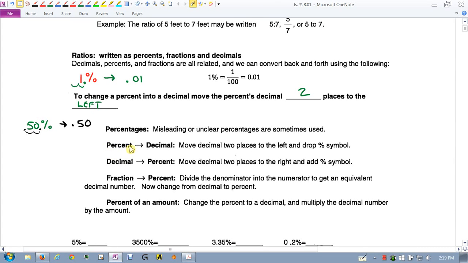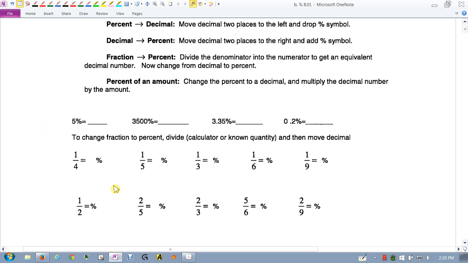Okay, so if we want to go from percent to decimal, move 2 places to the left, and drop this percent symbol. Make sure you drop the percent symbol. If you want to go the other way, a decimal to a percentage, you're going to reverse it. You're going to move this back 2 places to the right, and you need to add the symbol. If you want to go from a fraction to a percentage, you have to actually do the division. So we're going to get some practice in here.